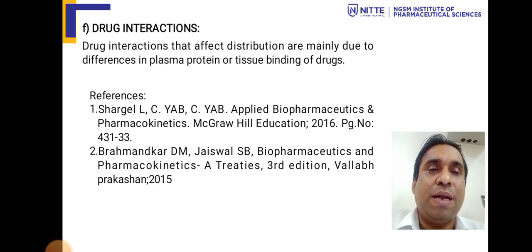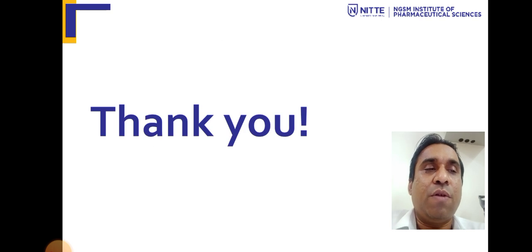Shargel's book is Applied Biopharmaceutics by McGraw-Hill. Brahmankar is Biopharmaceutics and Pharmacokinetics, Vallabh Prakashan. So today what we have learned, we'll summarize the things. What exactly is the blood-brain barrier, blood placenta barrier, blood CSF barrier, simple capillary wall barrier, and how the tissue or blood-brain barrier things develop.